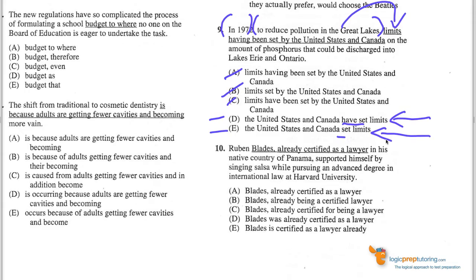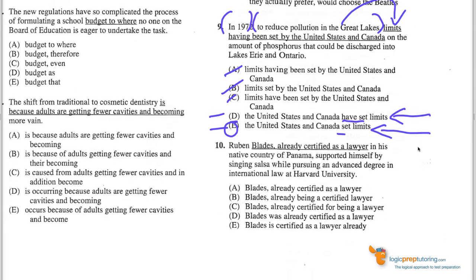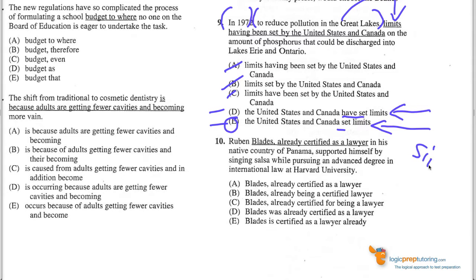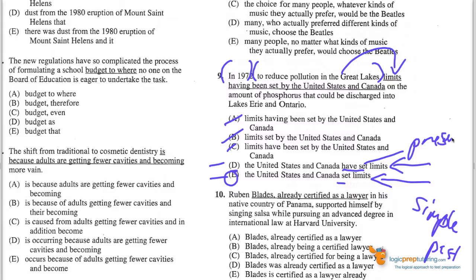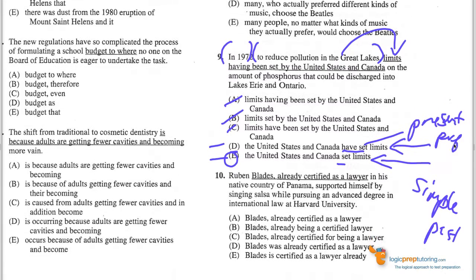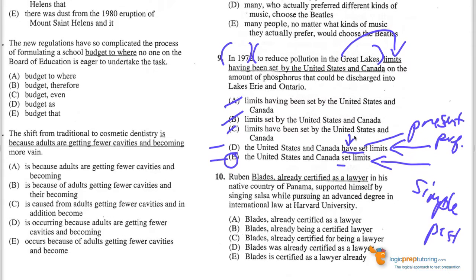Alright, so the answer is E. Why? Because in this case, set is past tense. So this is simple past. Simple past. My handwriting's terrible. Simple past. And have set is called present perfect. It's just a fancy way of describing a tense that starts with a to have verb, then uses the past participle, in this case set, and describes something that started in the past and is still going on.